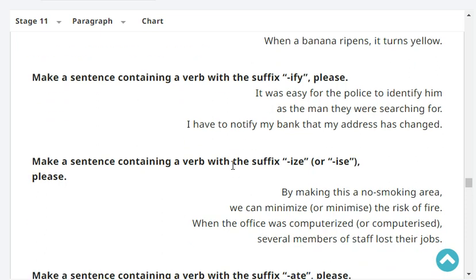Make sentences containing a verb with the suffix ize, please. By making this a no smoking area, we can minimize the risk of fire. When the office was computerized, several members of the staff lost their jobs. Very good.